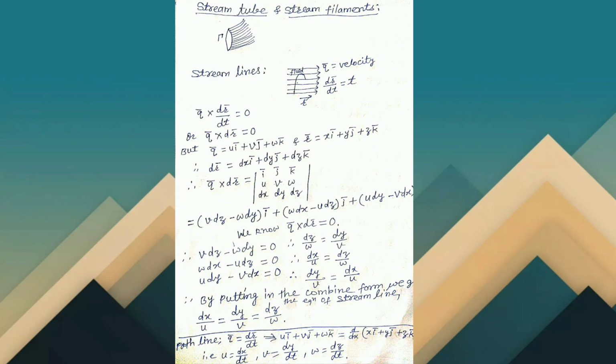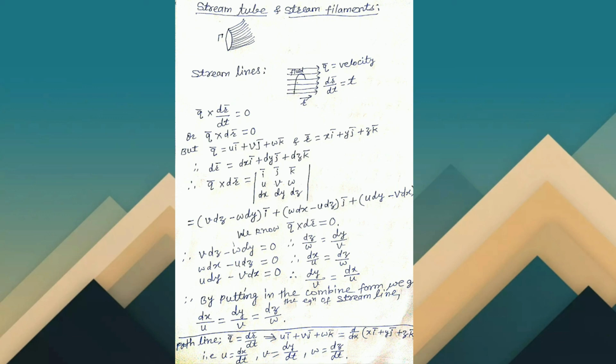What do you get? You get v dz minus w dy i bar, plus w dx minus u dz j bar, plus u dy minus v dx k bar.